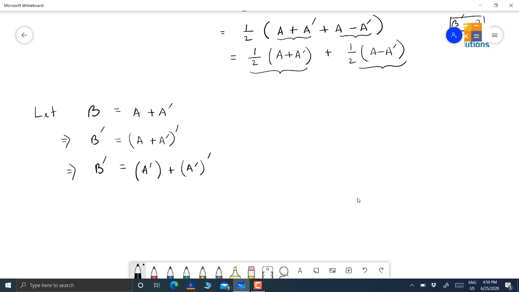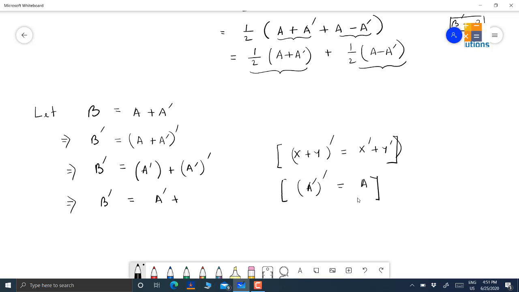What property are we using here? I am using the property x plus y whole dash is equal to x dash plus y dash. Then, after using this property, I get B dash is equal to A dash plus, again there is a property for transpose of matrices: A transpose whole transpose is equal to A. I mean transpose of A dash is always equal to the original matrix A. So I get back here the result A.